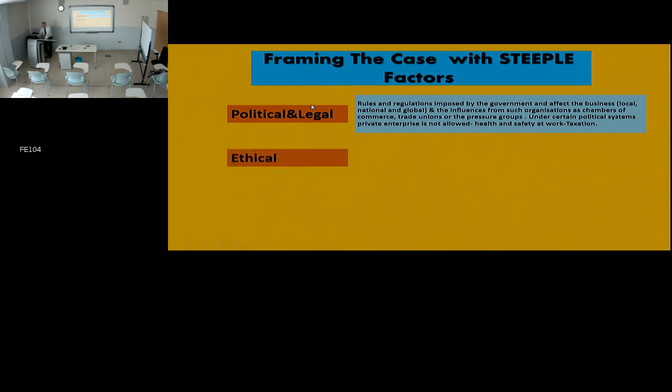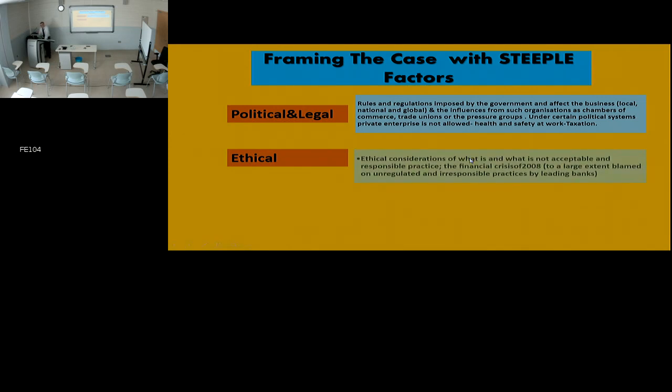Then we move to number 6, which is called political and legal. Political and legal are somehow related to each other. Rules, regulations imposed by the government that affect the business, local, national and global. The influence from organizations such as chambers of commerce, trade unions, and the pressure of groups under a certain political system. It is not about policies between companies or diplomats, no. It's about rules, regulations, legislation.